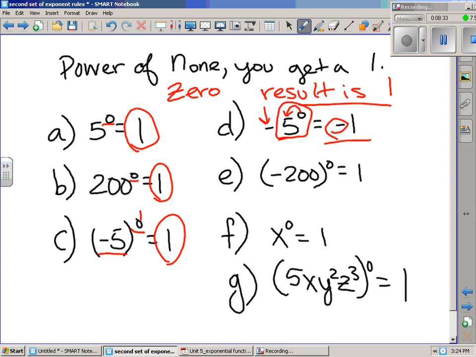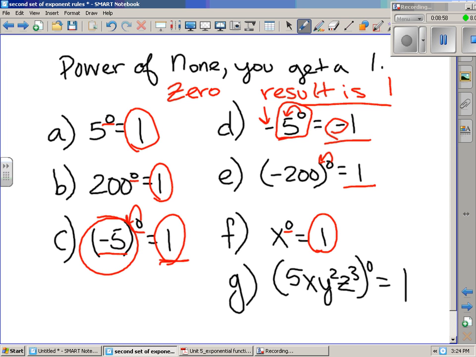Over here, the 0 went to what it was directly beside, which is the set of parentheses. Inside the parentheses is the negative 5. So the 0 goes to the entire negative 5, which makes it equal to 1. It's a tricky one. Let's look at E. Again, the 0 goes to the entire set of parentheses, so the whole negative 200 becomes 1. Power of none, you get a 1.